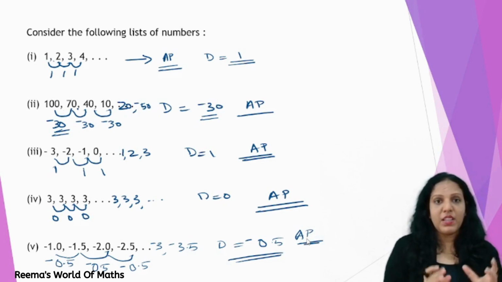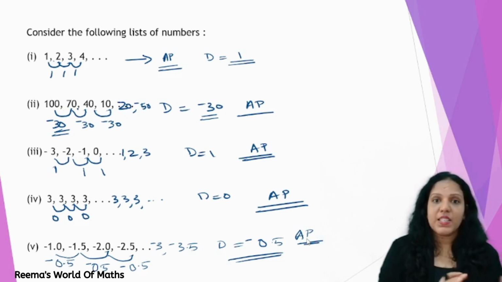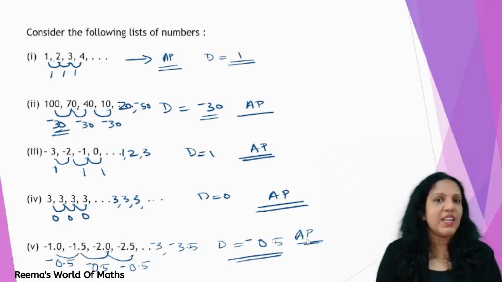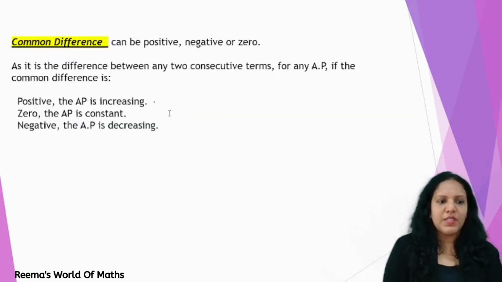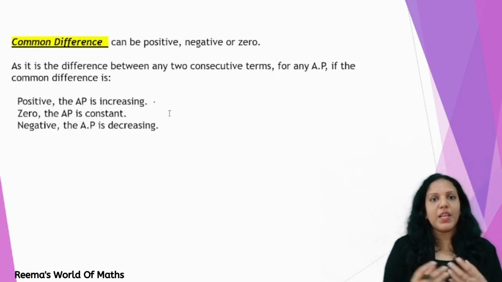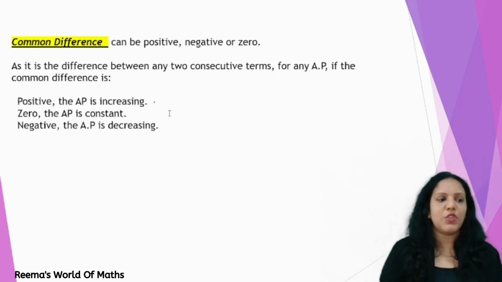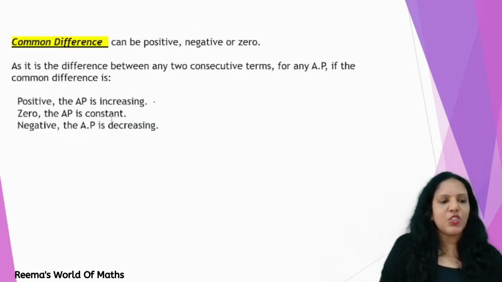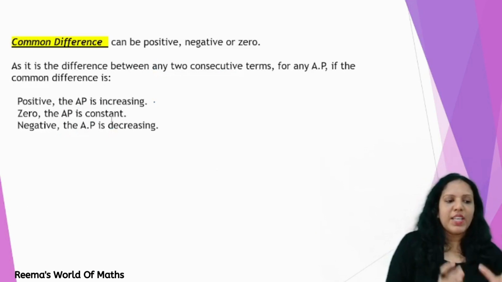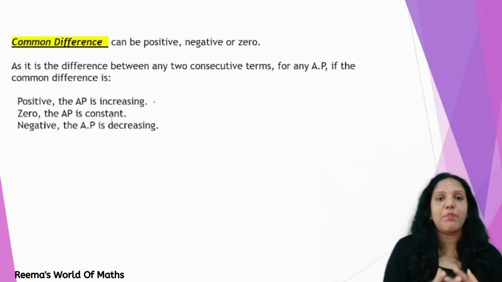Now I hope you know what an arithmetic progression is and what types of patterns we can see in an arithmetic progression. Based on the common difference, it can be either negative, positive or 0. The common difference can be either positive, negative or 0. We have seen all three in these lists of numbers. So based on the common difference, we can say how the AP will look.